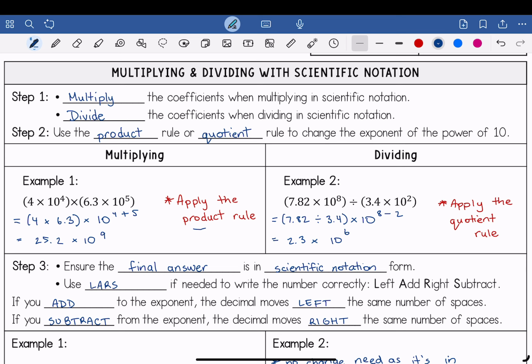Our third step is to ensure that the final answer is in scientific notation form. Here we have an answer that's not in scientific form because there are two digits. It's not a single digit from 1 to 9 in the ones place. And example 2 is in scientific notation. So let's see what we need to do if it's not in scientific notation.